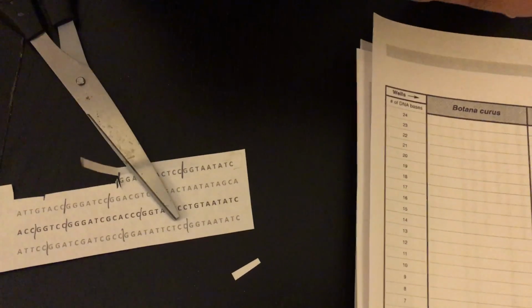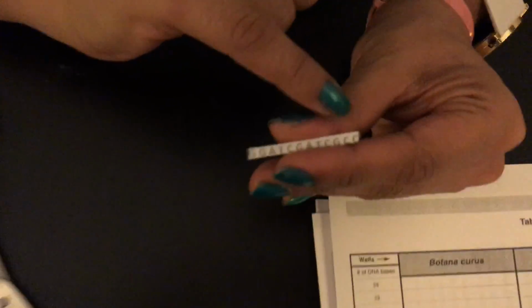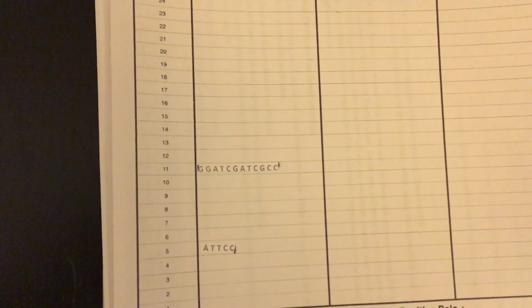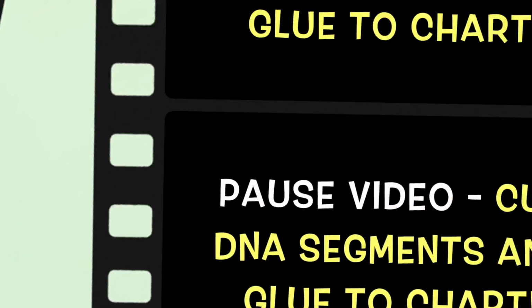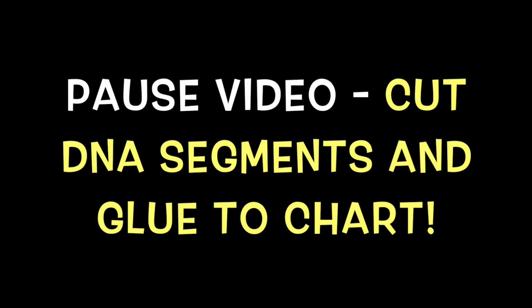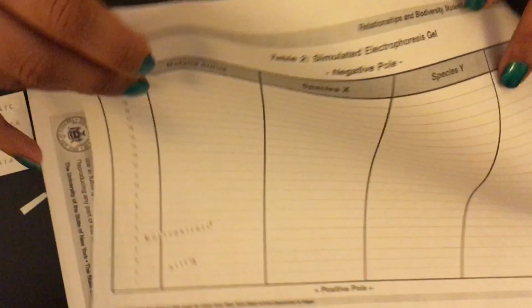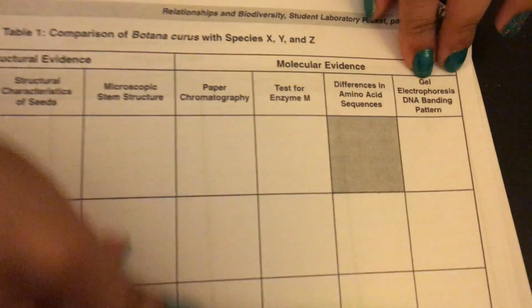And I count the number of bases. 3, 4, 5, 6, 7, 8, 9, 10, 11. Then I put it in the corresponding spot. I do that for all species. And when I am done, I will be able to complete this column, the last column.